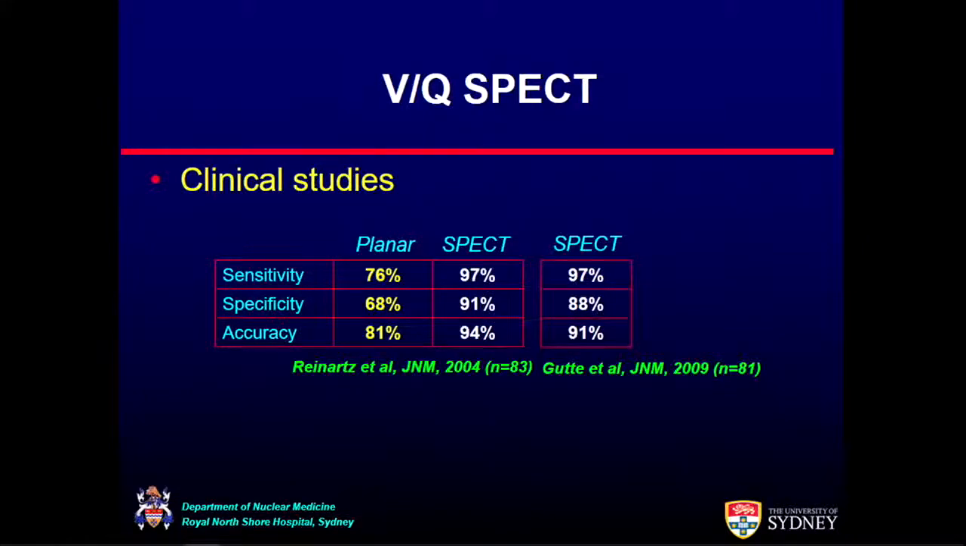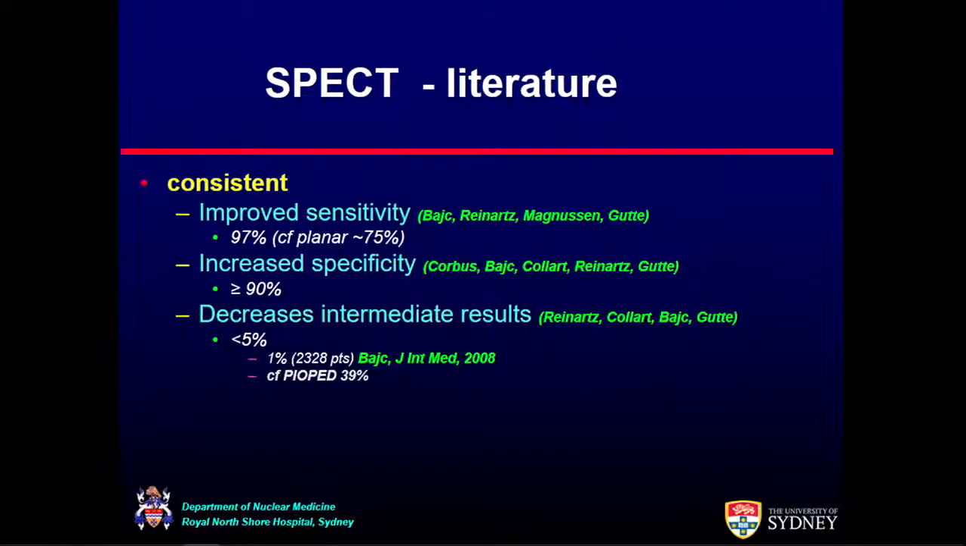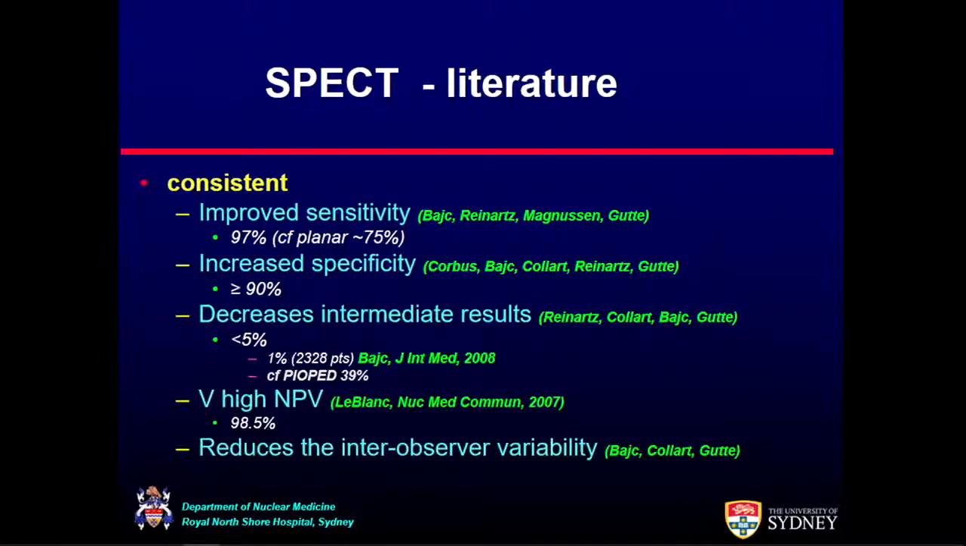With another paper, and this is from Jan's group in Copenhagen. So again, high SPECT sensitivity of 97% and specificity of 88%. So well and truly superior to planar. The number of intermediate results drops to less than 5%. Marika, who you're about to hear from, she's got a very big paper showing a 1% intermediate rate. And remember, this compares to the PIOPED study at 39%. Michel Leblanc's group have shown a very high negative predictive value, and certainly a reduction in intra-observer variability has been shown.